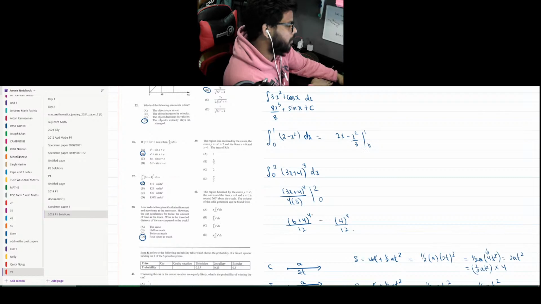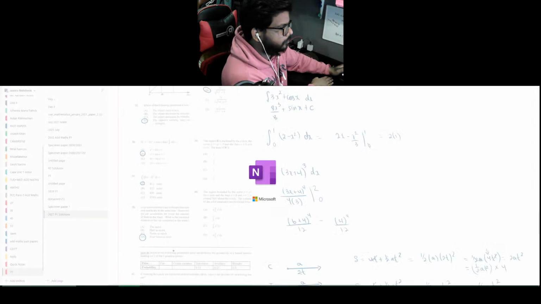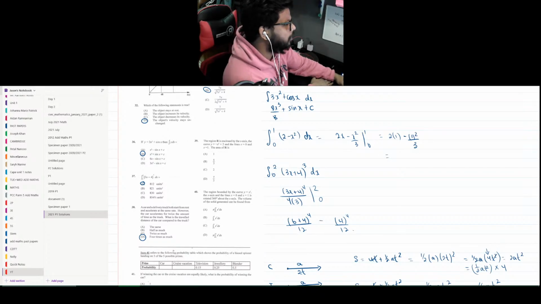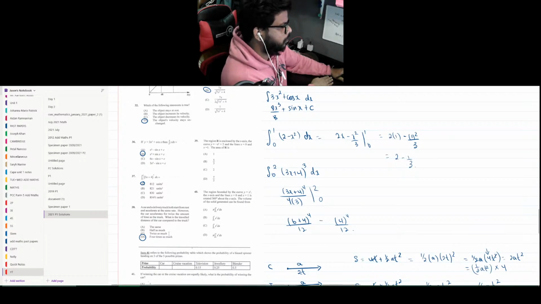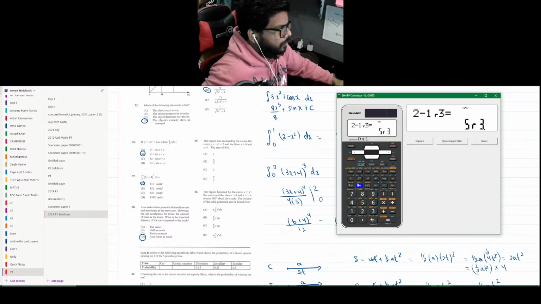When I plug in the lower limit, it turns out to be 0, so I get 2 times 1 minus 1 cubed over 3, which is 2 take away a third. That is 1 and 2/3, or 5 over 3.